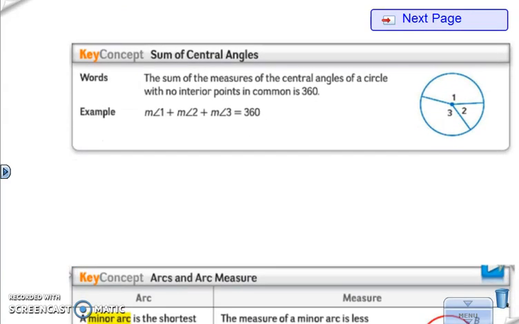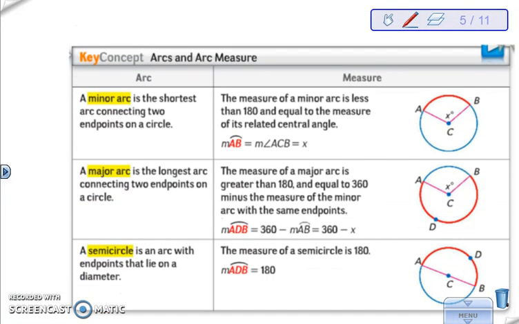Okay, so the next thing we're going to look at are arcs. So we have basically 3 types of arcs. The arc is talking about the portion of the circle that goes around the outside. So if you have an arc that goes less than halfway, it is a minor arc. If you have an arc that goes more than halfway, it is a major arc. And then if it goes exactly halfway, that's your semicircle.